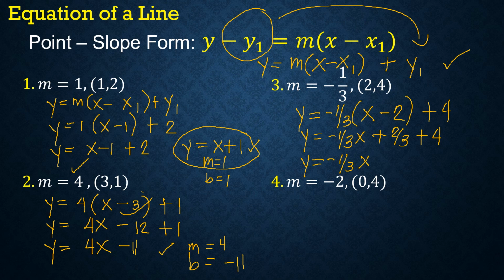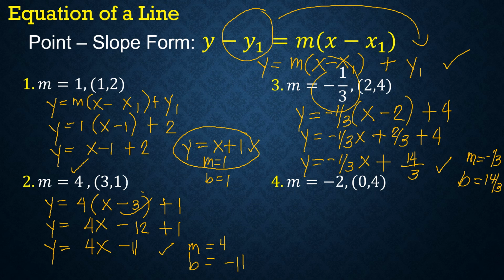The LCD of 2/3 plus 4 is 3. We can just cross multiply. 3 times 4 is 12. 12 plus 2 is 14. So we have 14 over 3. This is the slope-intercept form, wherein the slope is negative 1/3 as proven in the given, and the y-intercept is 14 over 3.